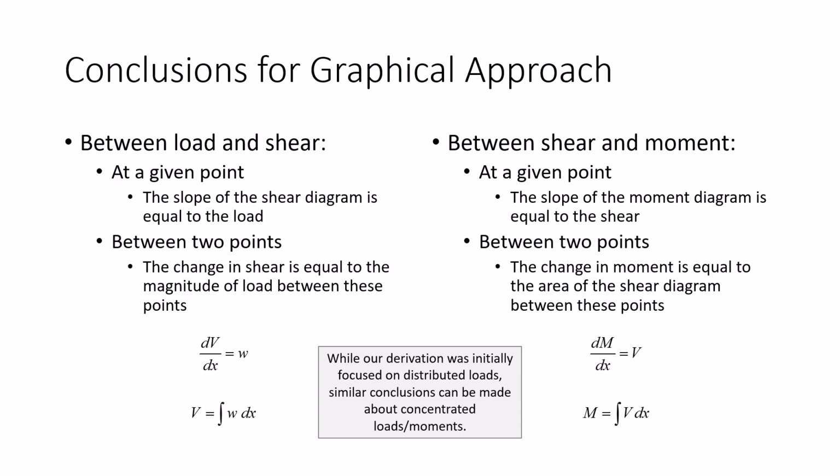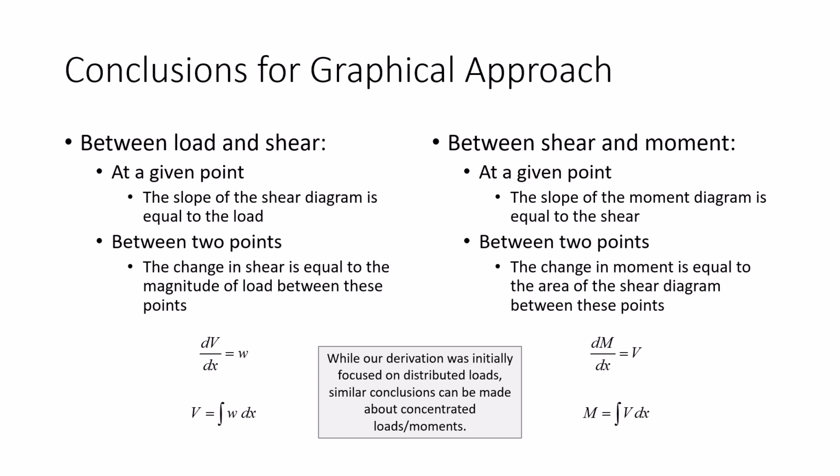So the first thing we're going to have to do is construct a shear diagram. Between load and shear, number one, we know that the slope of the shear diagram is equal to the load. That comes from this: what does the derivative of shear equal? It's the load. But what does the derivative give you? It gives you the slope of the function. So at a given point, whatever the slope of the shear diagram is equals the load, and the change in shear between 2 points is equal to the magnitude of load between these 2 points. That just comes from integration.